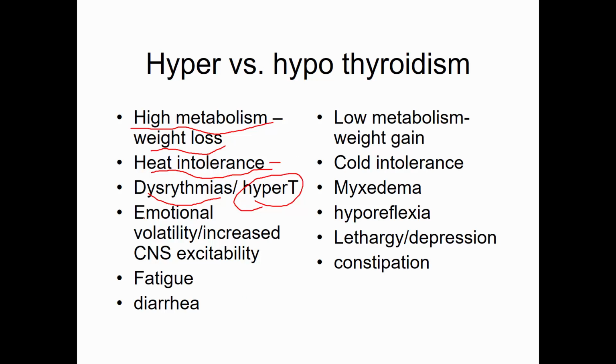People who have hyperthyroidism can be emotionally volatile. I mean, they're just jazzed because of all this increased central nervous system excitability. They can't sleep. They can't settle down. So they're so tired. And because there's an enhanced GI function, they can have diarrhea.